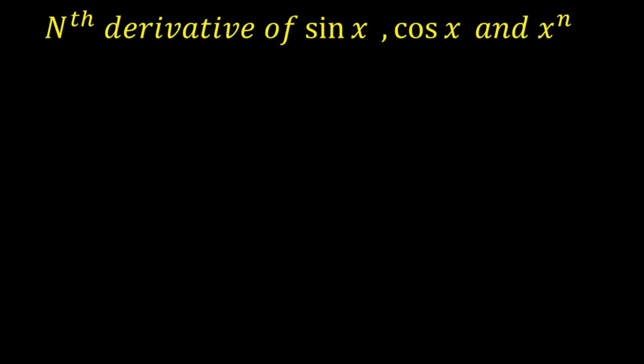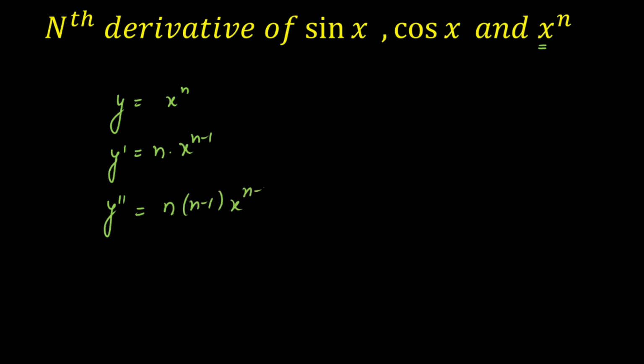Now in the previous slide, I have generalized the nth derivative of sine of x and cos of x. Now I'll generalize for x raised to power of n. Let's say y is equal to x raised to power of n. Now let's calculate the first derivative, that is y dash will be n into x raised to power n minus 1. Similarly, y double dash, that is second order derivative, will be equal to n into n minus 1 x raised to power n minus 2. Similarly, y triple dash will be equal to n into n minus 1, similarly n minus 2, and x raised to power n minus 3.